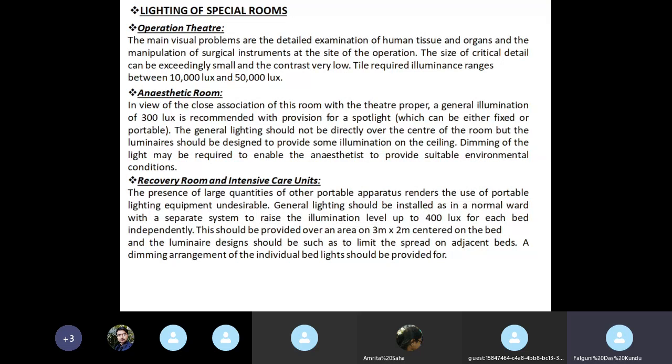The general lighting should not be directly over the center of the room, but the luminaire should be designed to provide some illumination on the ceiling. Dimming of the light may be required to enable the anesthetist to provide suitable environmental conditions.